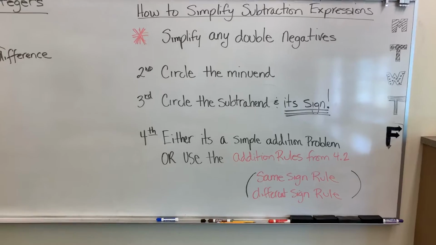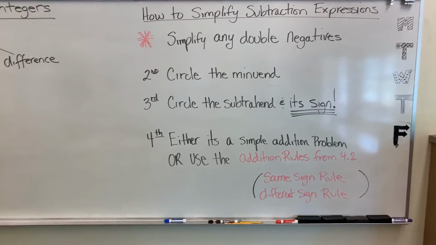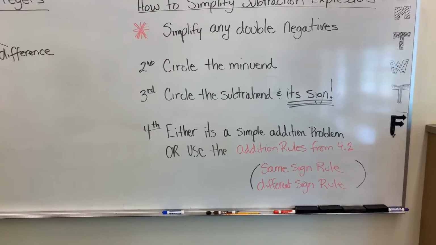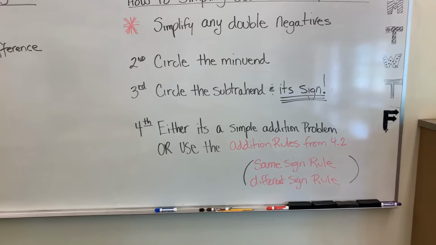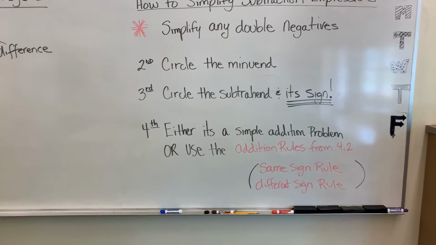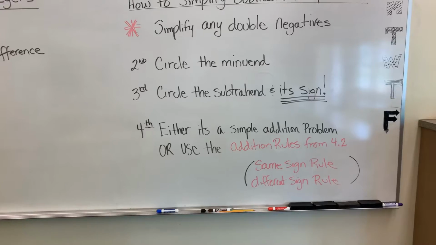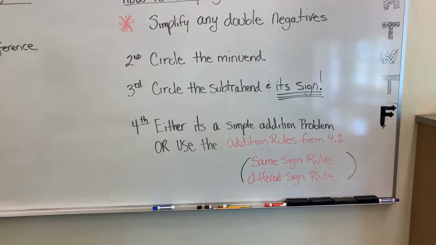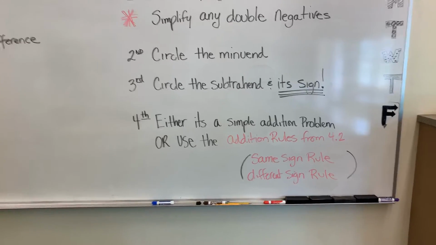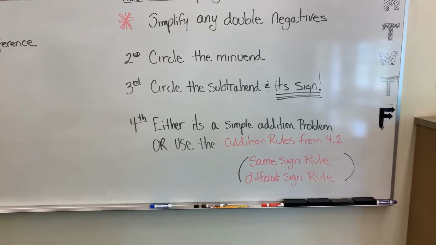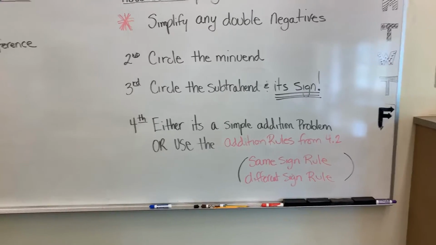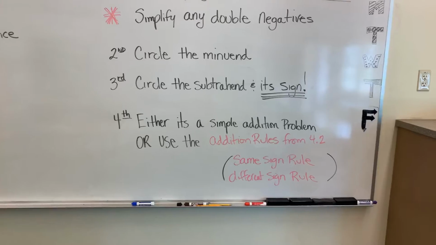The second step, I want you to circle the minuend. The third step, circle the subtrahend and its sign. And then the fourth step, you're left with either a simple addition problem, where it's a positive plus a positive, and it looks like a kindergarten problem, or you're going to have to use the addition rules from section 4.2. You remember the same sign rule or the different sign rule.